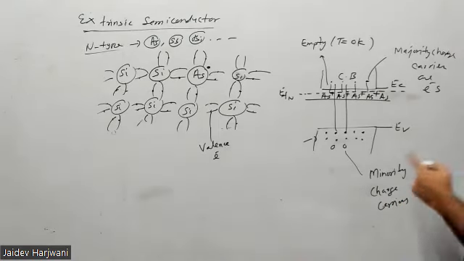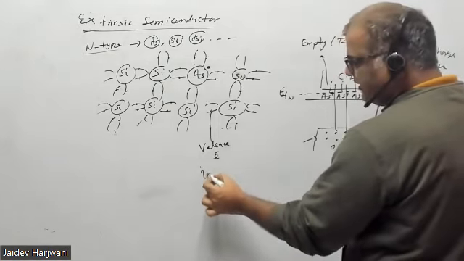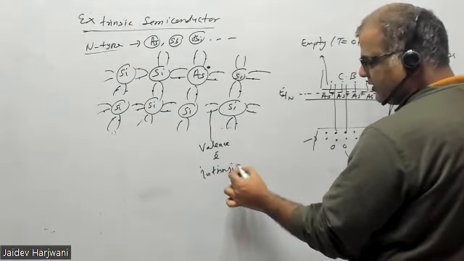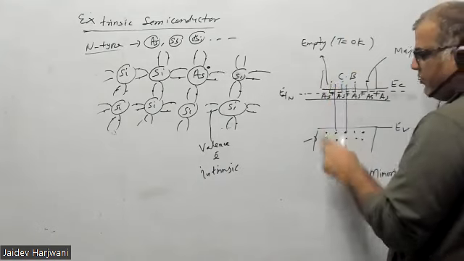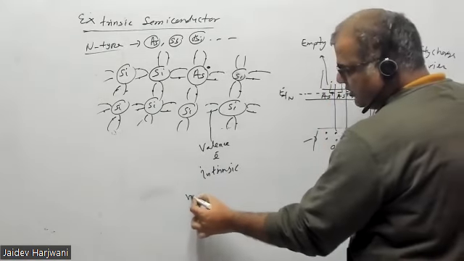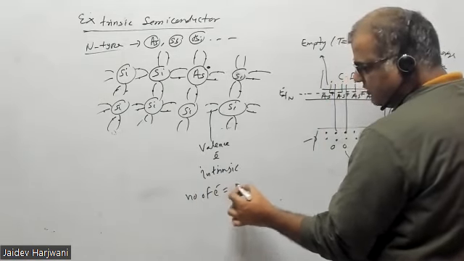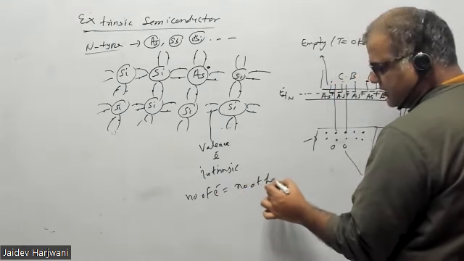So in the case of intrinsic, you can get the electron only from the valence band. So the number of electrons is equal to the number of holes.